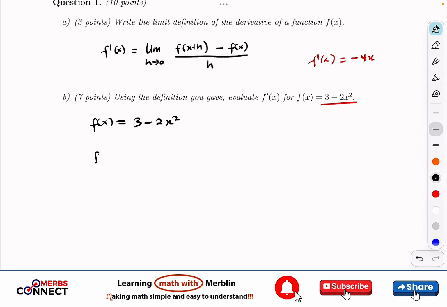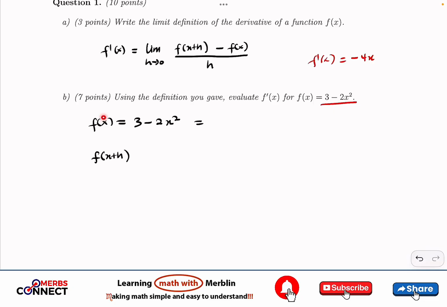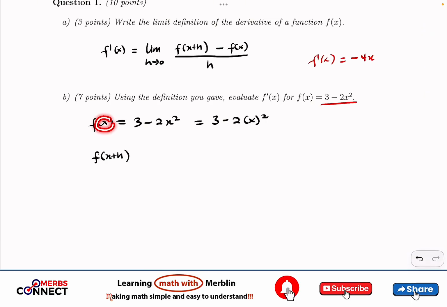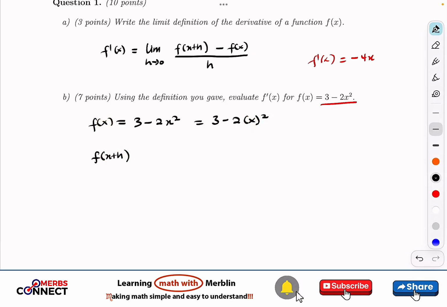Now, for me to get f of x plus h, I make sure I put all my x into parentheses, because I can see that this x is in parentheses. So I'm going to change this to 3 minus 2 times (x) squared. You see that this is in parentheses, this is also in parentheses. Now the one in the parentheses here is x, so I'm going to change everything in the parentheses to x plus h. So this is what I'm going to get.